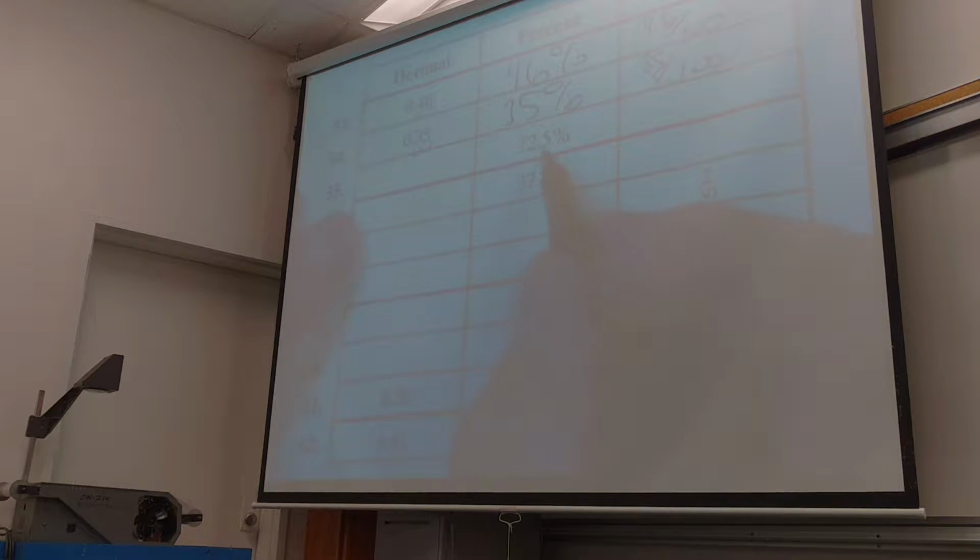So what about this? Now note, I want to show you something about this. If I wanted to put this as a fraction first, percentage means what?